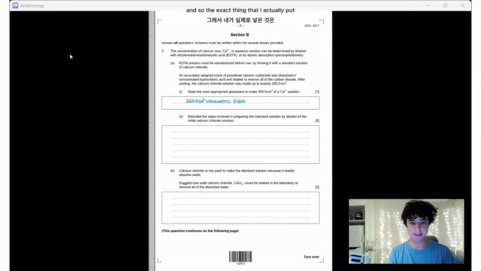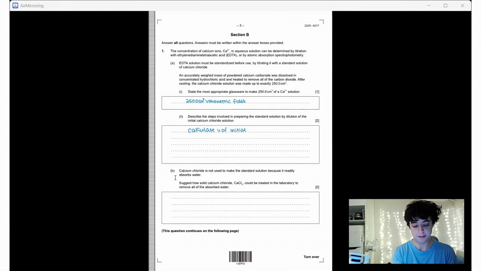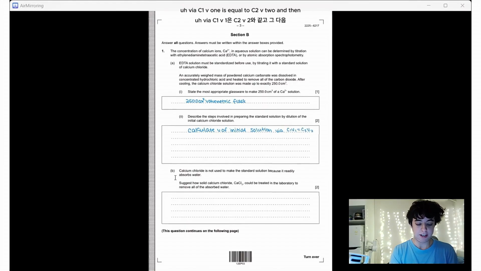And so the exact thing that I actually put, this is exactly what I put when I took this myself, is I put calculate the volume of the initial solution via C1V1 is equal to C2V2. And then, so that would be the first kind of step. And then you would add or transfer the first volume that you just calculated to the volumetric flask.